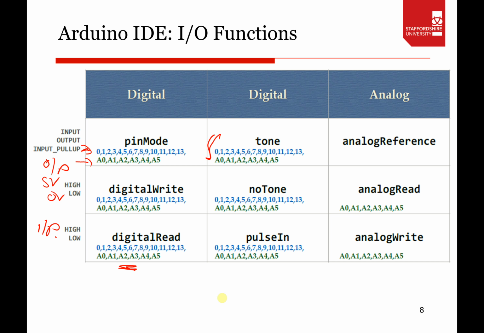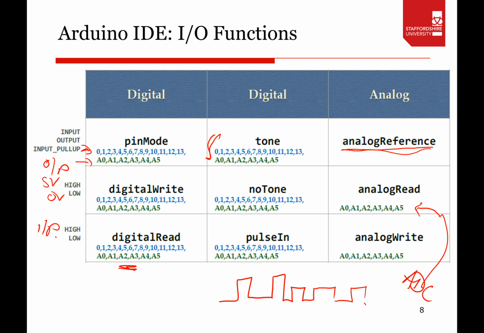Pulse input is a pulsed input with a specific pulse width ratio. Analog reference: so we're looking at analog now, so we can read in from the analog pins and perform an analog to digital conversion, and we can write out to the analog pins.